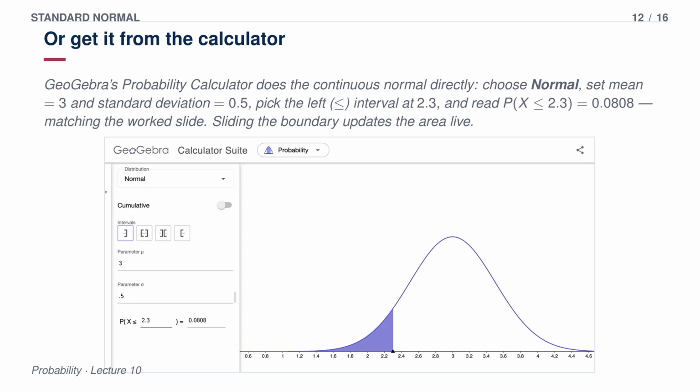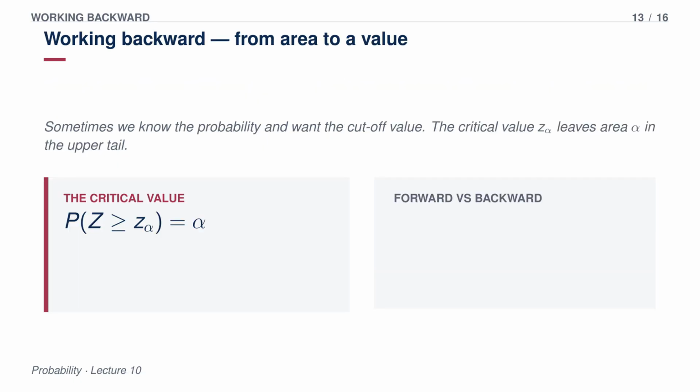So far, we've gone value to z to area. Sometimes you need to run it backward. You know the probability and you want the cutoff value. Reverse gear. That's a critical value, written z sub alpha. It's the value that leaves alpha in the upper tail. P of Z at least z alpha equals alpha.